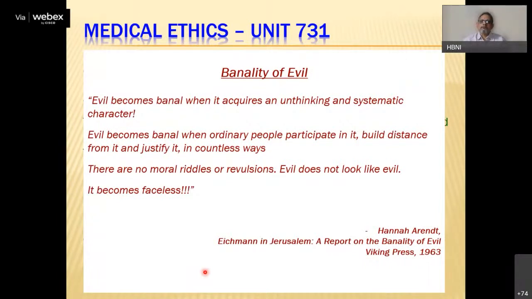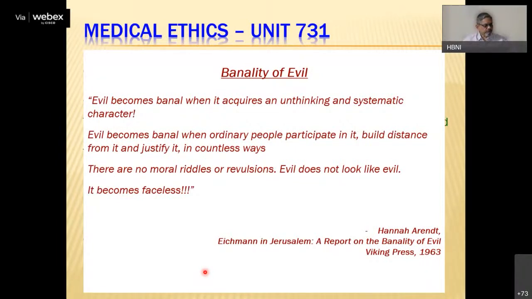She was commenting on the trial of Adolf Eichmann, who she says did not show any kind of remorse or guilt during his trial. So what she says is that evil becomes banal. What do you mean by banal? It becomes commonplace. So evil becomes banal when it acquires an unthinking and systematic character. Evil becomes banal when ordinary people participate in it, build distance from it, and justify it in countless ways. There are no moral riddles or revulsion. Evil does not look like evil. It becomes faceless.